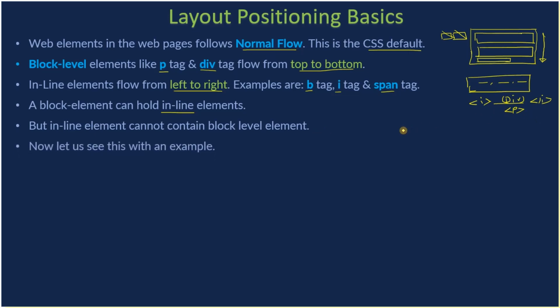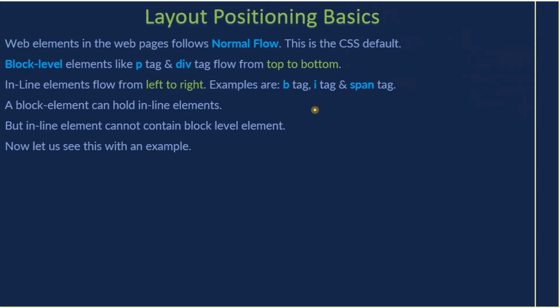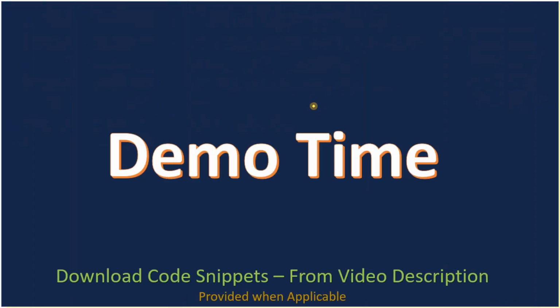Now let's see this with an example. We will create an HTML with some block level elements and some inline elements, and we will apply box style to both of them and see how the flow happens. And that's the default flow. We can call that the normal document flow. Now let's go to the demo.